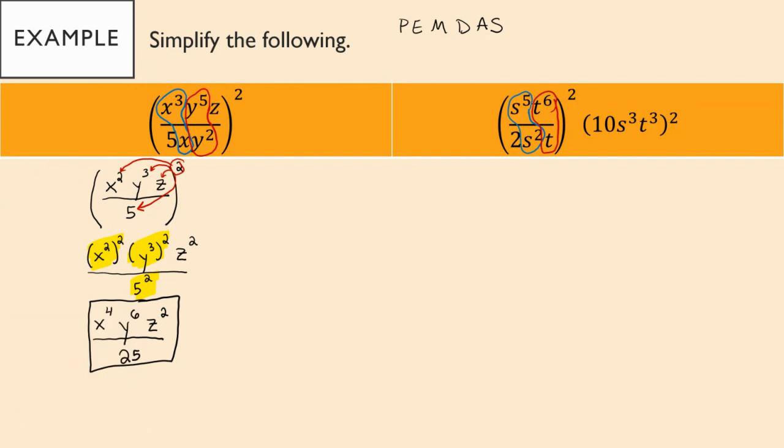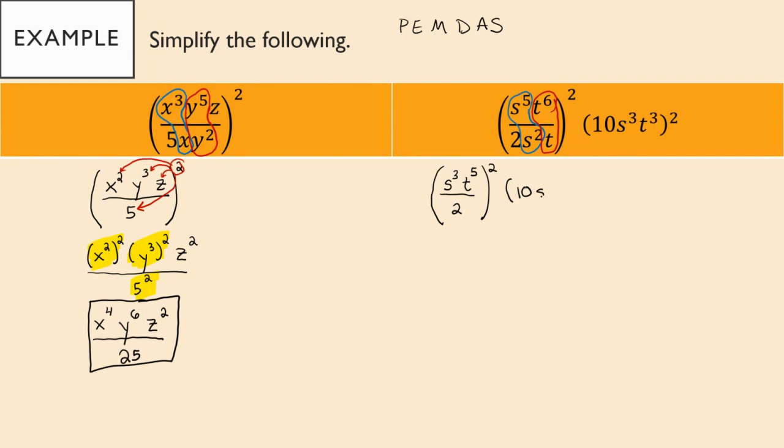So my s, 5 minus 2 is 3. So I'm going to add s cubed on the top. And then with the t, that bottom has an exponent of 1. We just generally don't write it. 6 minus 1 is 5, so that's going to be t to the 5th. And then I still have this 2 in the bottom. And then I have my exponent.